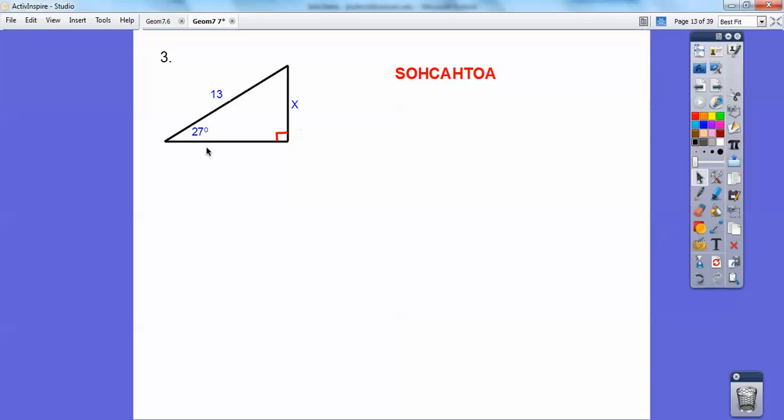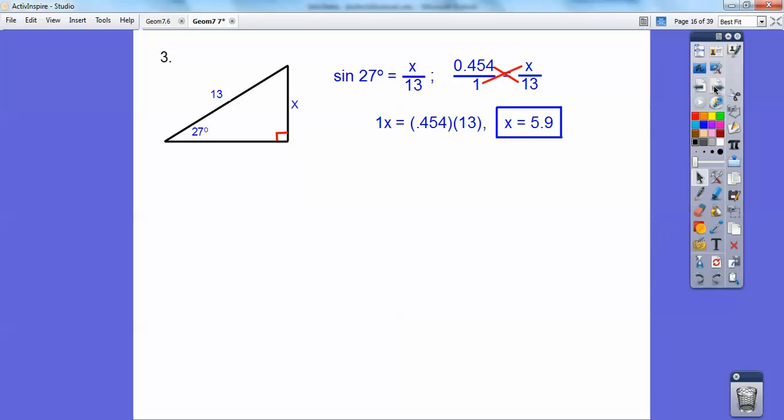So the sine of 27 is x over 13. Alrighty, so you go ahead and put that in there, and then sine of 27 is 0.454. Going to go ahead and cross multiply, and I get x equals 5.9.